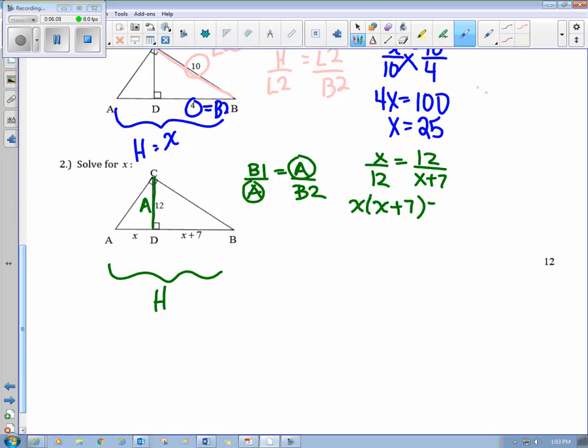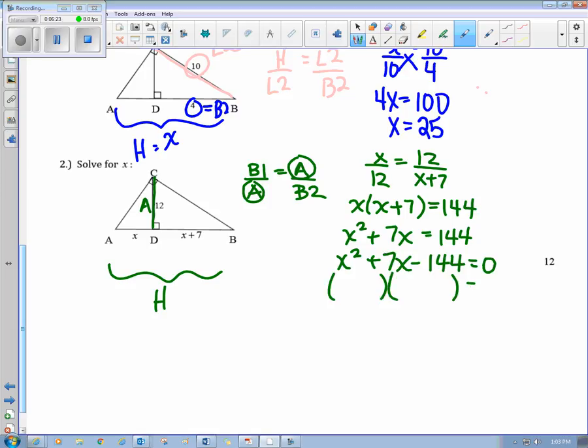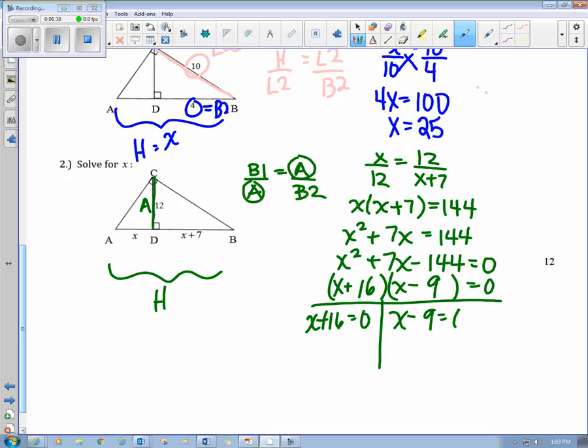And this is one of those questions that turns out to be quadratic, which means you need to get it set equal to 0. And then you can factor. So you're essentially looking for 2 numbers that multiply to 144 and add or subtract to give you that 7. So I'm going to use 16 and 9. This is plus, this is minus. I make my t-chart. So I have x plus 16 equals 0, x minus 9 equals 0.